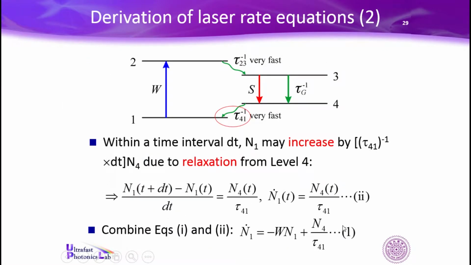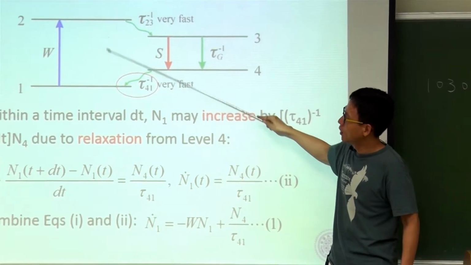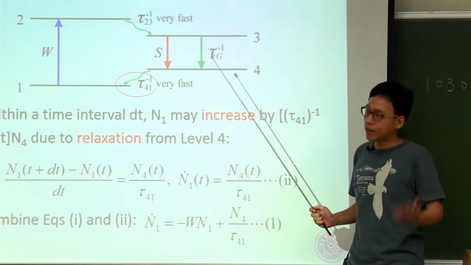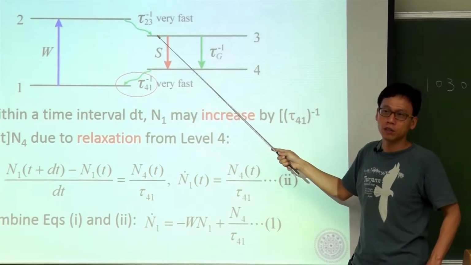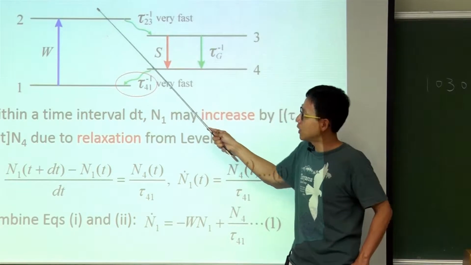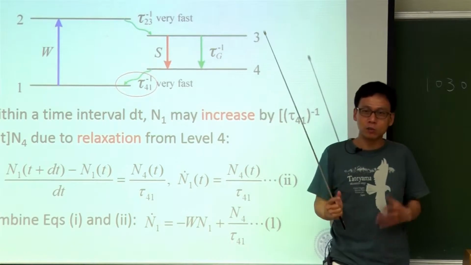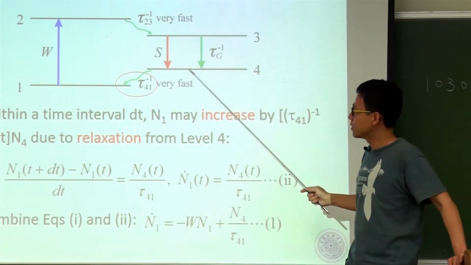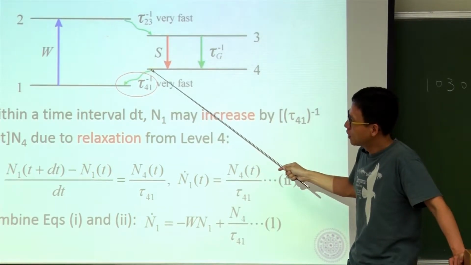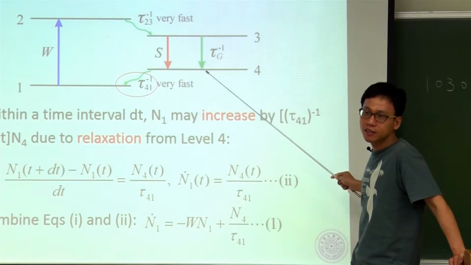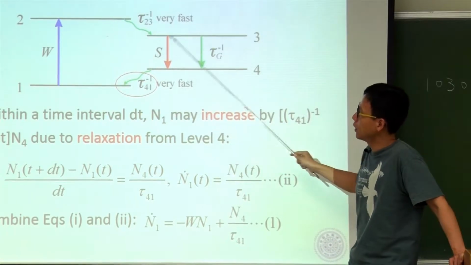Because of 2 quick relaxation processes. Compared with N1, N2 is very small, because whenever electrons are here, they cannot stay there. They quickly dump to level 3. So if you monitor the electrons on level 2, there is almost nothing. And similarly, quick relaxation between levels 4 and 1 means almost no electrons here. So N2 and N4 must be much smaller than N1 and N3.